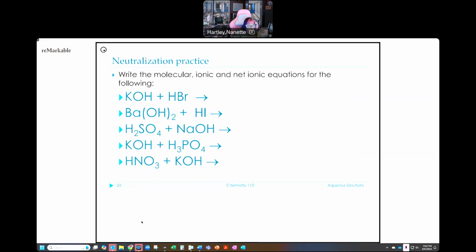So we want to talk about neutralization and those reactions that we see. So we want to write the molecular, ionic, and net ionic equations for the following reactions. Now, I'm going to pick two of these, and I'm going to do these in detail, and then I'm going to have you do the other three, and we'll come back and give you answers for those. So, like I've done before, I'm going to choose two, I'll do those, and then I'll give you answers for the others. So I'm going to pause here, and I'll be back in a couple of minutes.